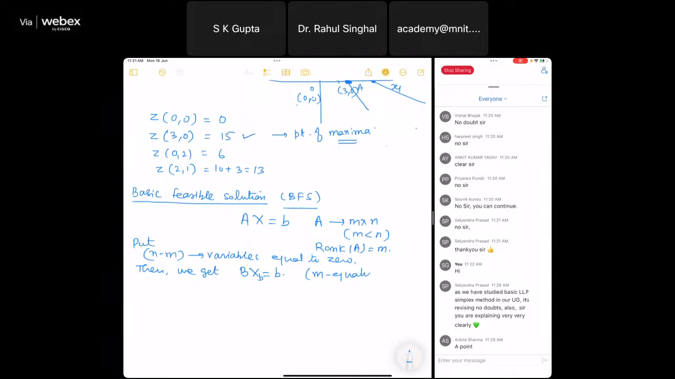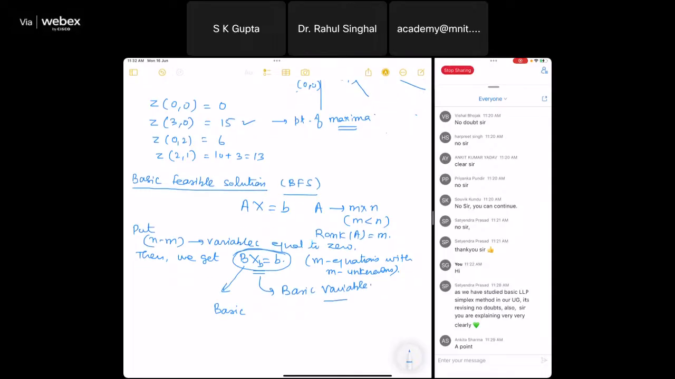So the variables which we are setting to 0 are called non-basic variables, and the variable xb, which we obtained by solving this equation, is called the basic variable. Now the solution of this equation is used to find the basic solution. The xb, whatever we have obtained from this, is called the basic solution, right?